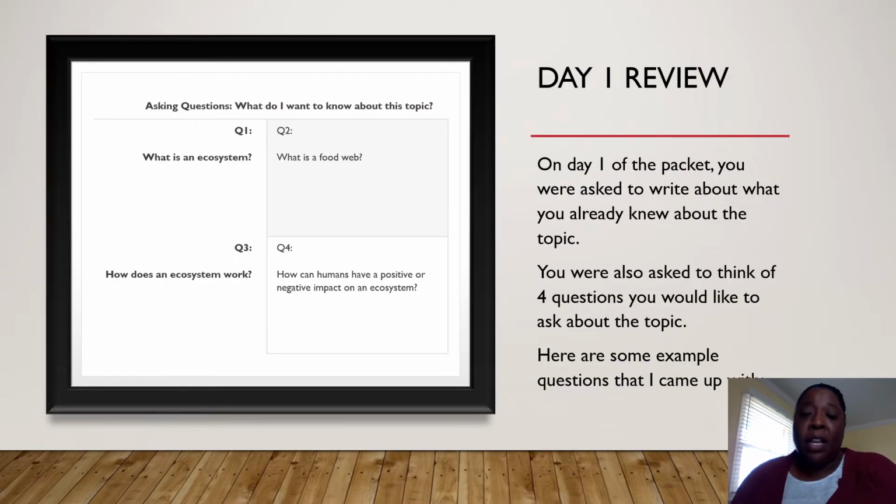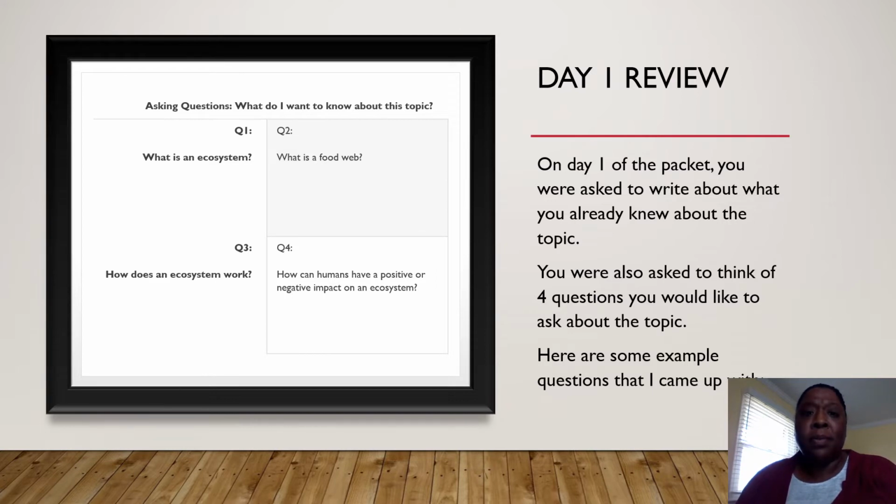On day 1 of your packet, you were asked to write about a topic that you already knew. That topic was habitats. You were also asked to think of 4 questions to ask about that topic. Here are some examples of the questions that I came up with just thinking about the work we're going to do. My first question was, what is an ecosystem?